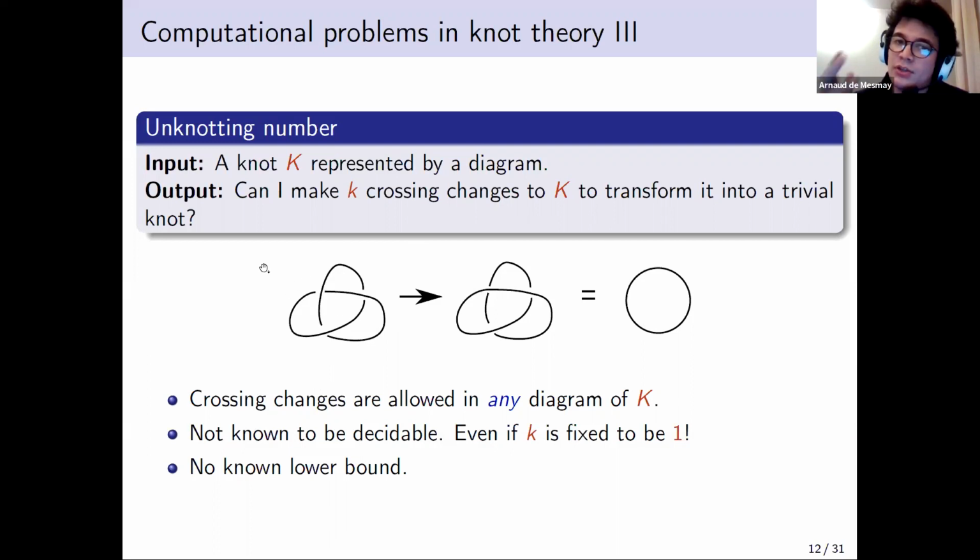And something that is a bit subtle in this definition is that I'm allowed to do crossing changes in any diagram of K. So if I give you a given diagram, maybe the best way to do a crossing change is not to work in this diagram, but to use a completely different diagram, do one crossing change there, and maybe this will completely simplify your knot. And because of this fact that you're allowed to do that in any diagram of K, it's not even known whether the problem is decidable, because there's no finite space that we can search. Naively, the diagram needed to simplify the knot could be arbitrarily more complicated than the one we started from.